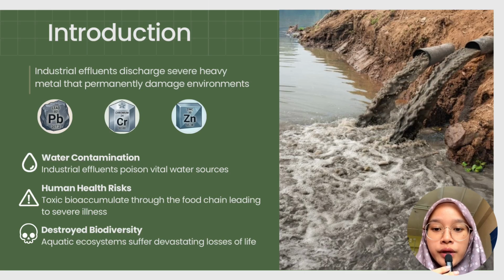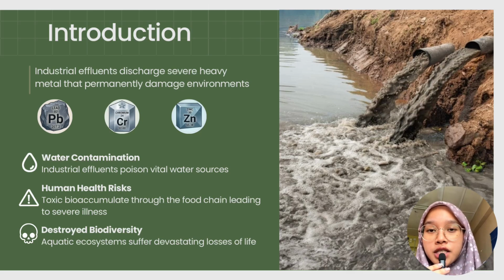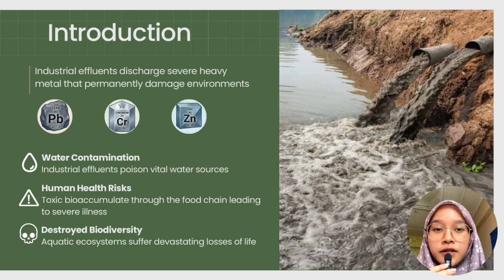First, we have water contamination. Factories discharge heavy metals into rivers and lakes. This will poison the vital water source for us. Second, we have human health risks. These toxins don't just disappear. They bioaccumulate in the food chain and eventually cause severe illness such as kidney damage, neurological disorder, and even cancer.